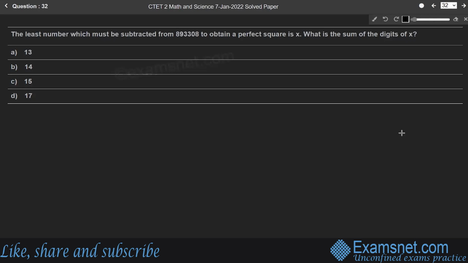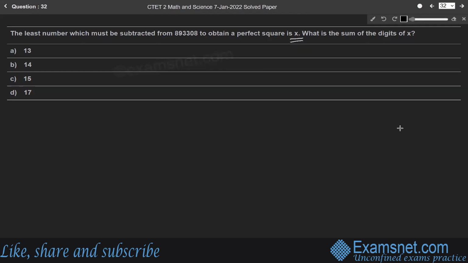Question 32. The least number which must be subtracted from 8,93,308 to obtain a perfect square is x. What is the sum of the digits of x? Here we can easily find the number using the division method. So the number is 8,93,308. Let us group the number into three groups, that is 89, 33 and 08.